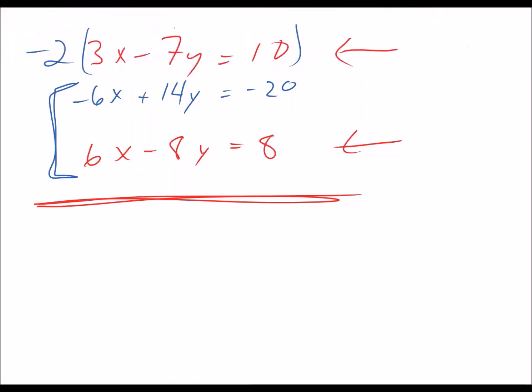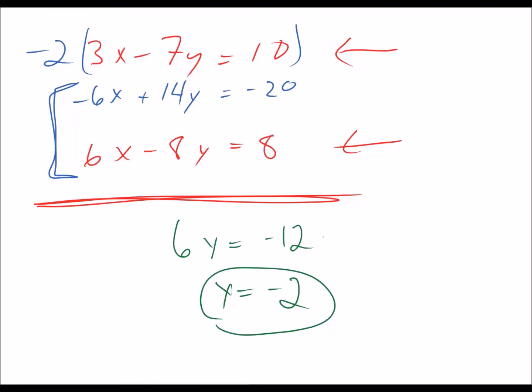which is going to be 6x and minus 6x, that cancels. Our new equation is going to be 6y equals negative 12. Y equals negative 2. And of course, now we know y equals negative 2, we can just go back and plug it into one of these equations. We'll just choose this one. There's no real reason why I would choose this equation, I'm just going to do that.